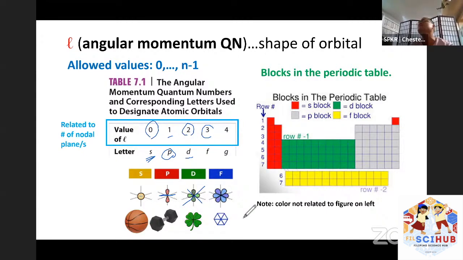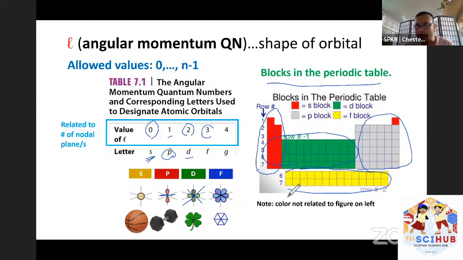Now isipin mo, saan kaya natin na-encounter tong SPDF na ito? Anyone from the audience? Where have you encountered SPDF? The SPDF are actually the blocks in the periodic table. So meron kang S block, the P block, the D block, and the F block. Anong sabi ko sa inyo kanina? The quantum model actually mirrors the periodic table.